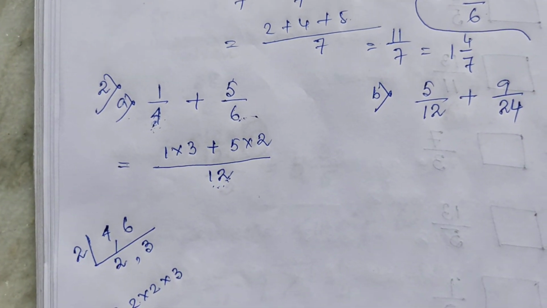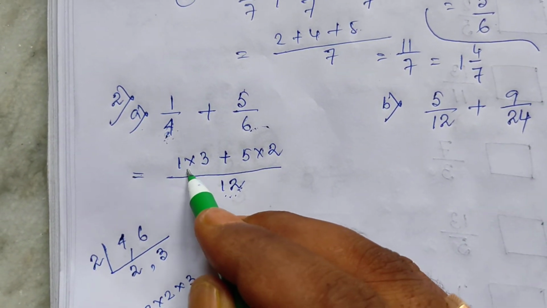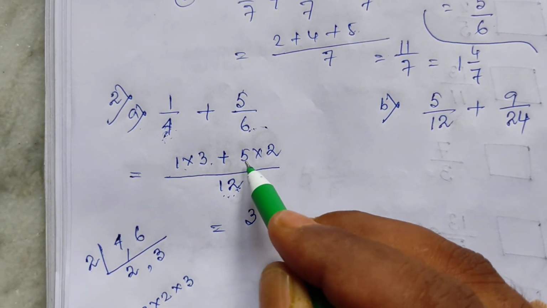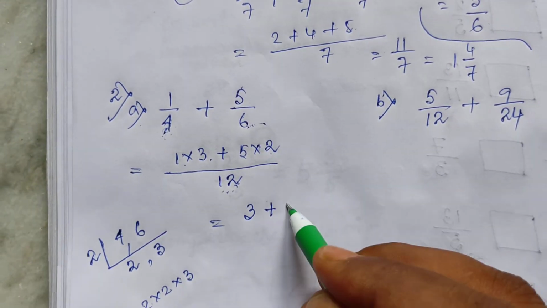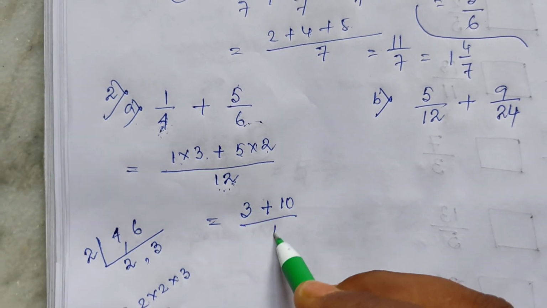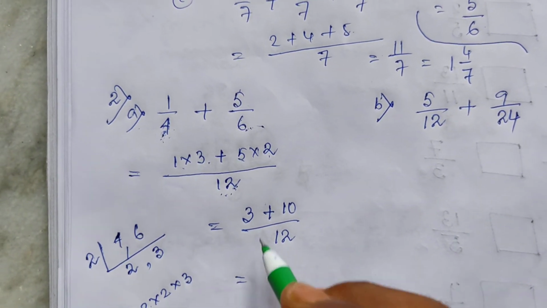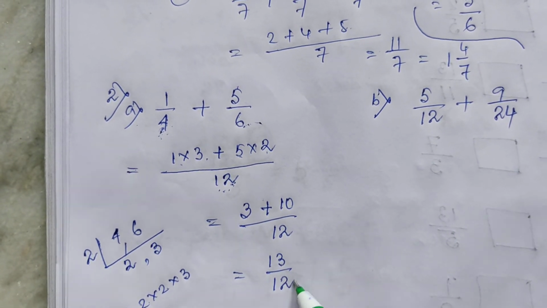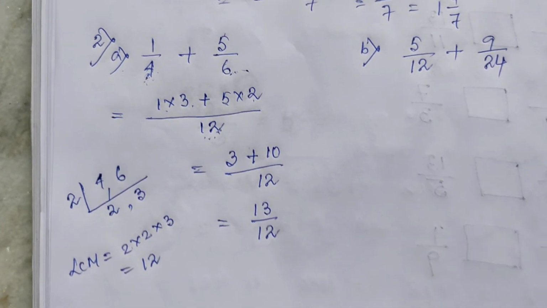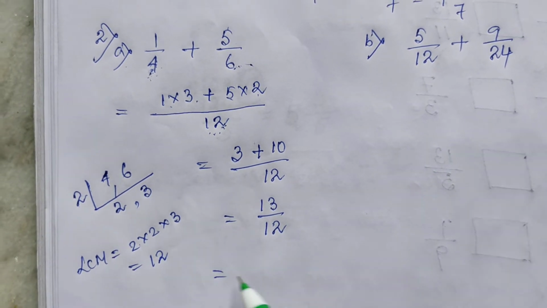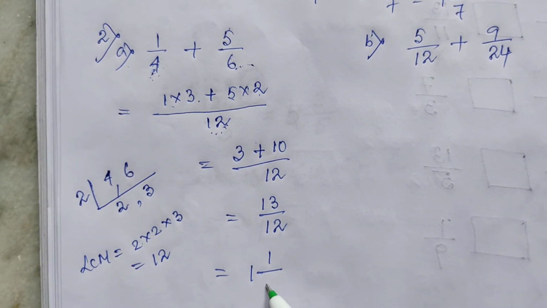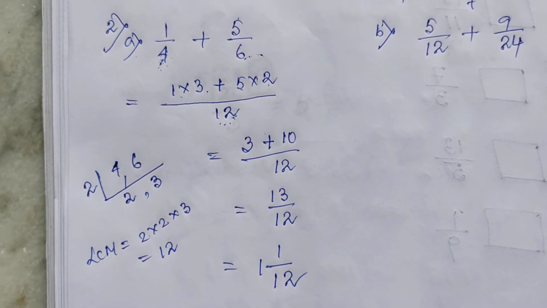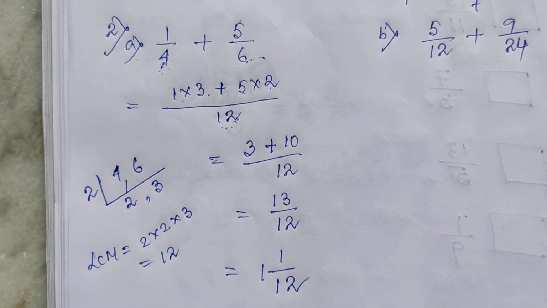So 5 into 2. Now you can see 1 into 3, 3 ones are 3, plus 5 twos are 10, divided by 12. Now 10 plus 3, that is 13 by 12. So 13 by 12, if you convert into a mixed fraction, you will get 1 whole 1 by 12.